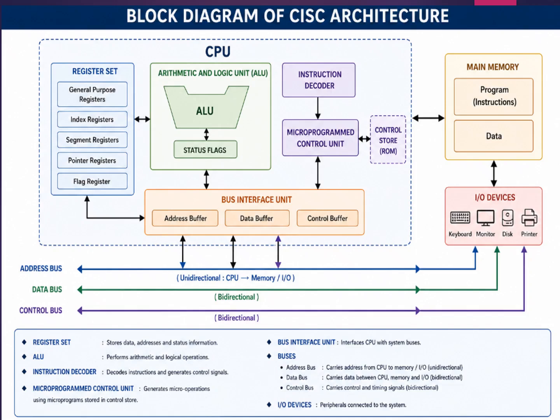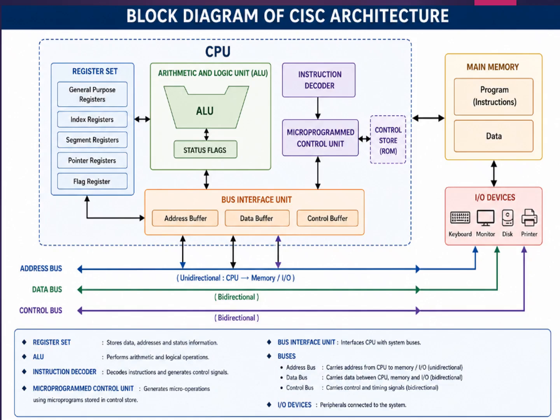Here the first one, the register set, has general purpose registers, index registers, segment registers, pointer registers, and flag registers. Upcoming next we can see them one by one in detail. Now I will explain you overall about the block diagram. In the arithmetic and logic unit you have the ALU and status flags. Again you have the instruction decoder, microprogrammed control unit, and the bus interface unit. In the bus interface unit you have the address buffer, data buffer, and control buffer.